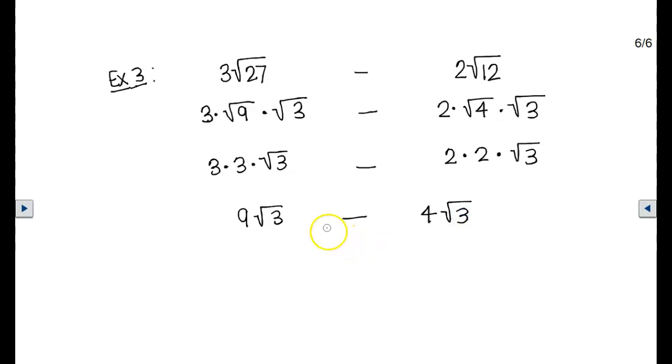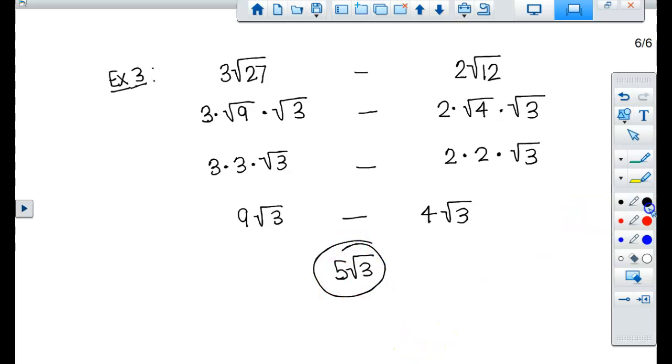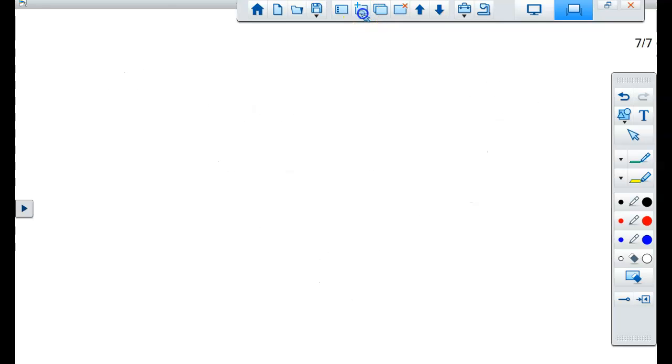And now notice again how I have a subtraction problem that I can do, because these two are like terms. 9 square roots of 3 minus 4 square roots of 3 will leave me with 5 square roots of 3 for my final answer. So do your simplifying first and then combine any like terms that you see. All right, one last one.